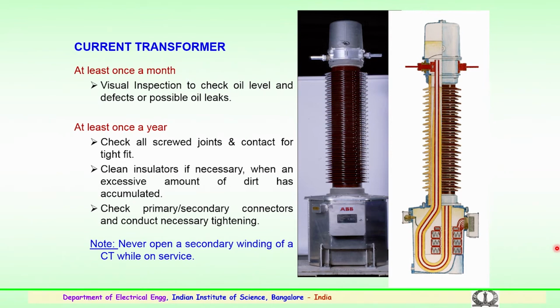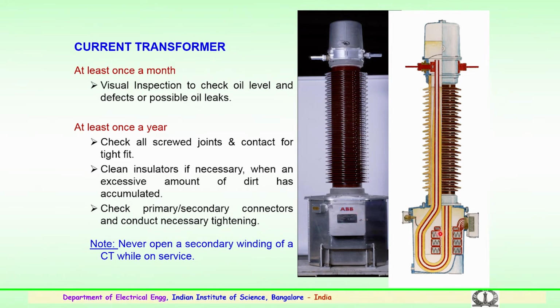Here, visual inspection of the current transformer is very important to check the oil level and possible oil leaks. Again, the insulating supports have to be properly checked for dirt accumulation, and the necessary primary and secondary connections and conducting parts have to be properly tightened, so that no loose contacts are seen.